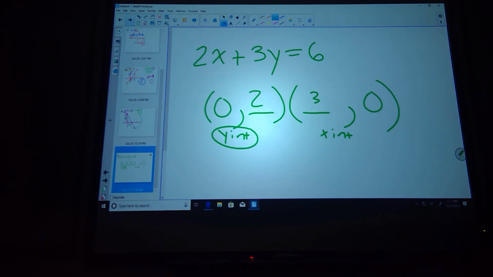My goal is I want our average grade on this to be like an 84, 85%. I think we can get there.